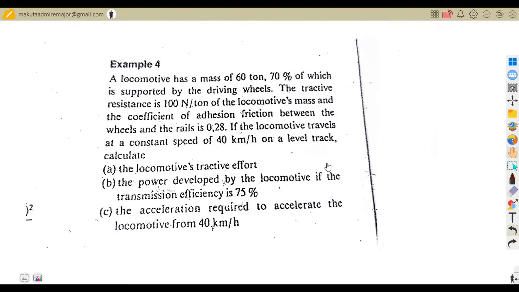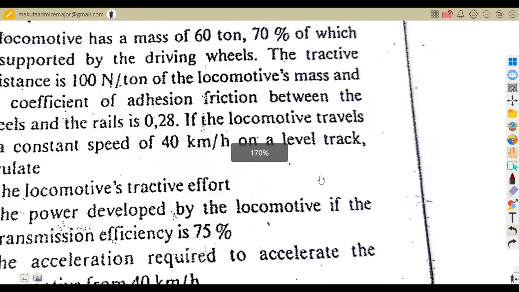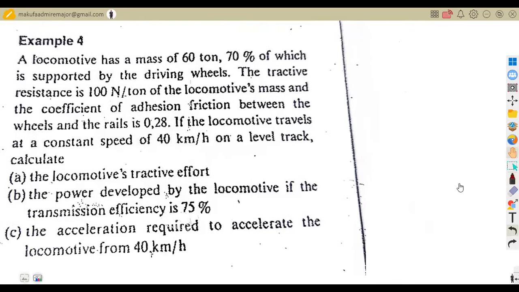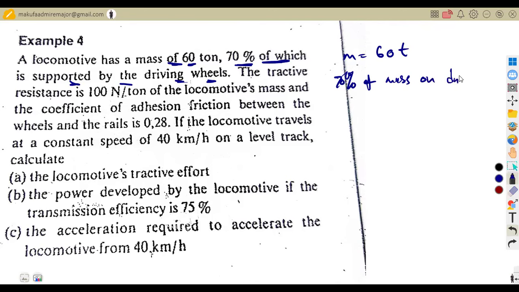Question number 4, again, we are given another problem on a locomotive in this case. Here they are saying a locomotive has got a mass of 60 ton. So we are given a mass of 60 ton, 70% of which is supported by the driving wheels. 70% of what? Of the mass. 70% of the mass is on the driving wheels.